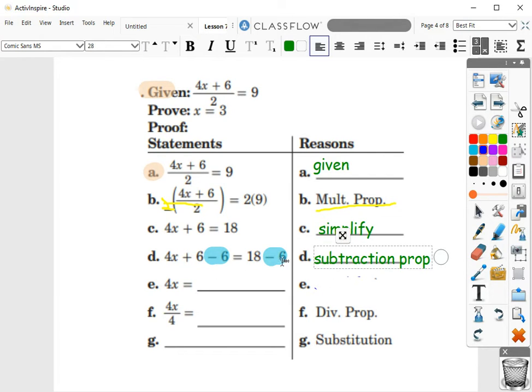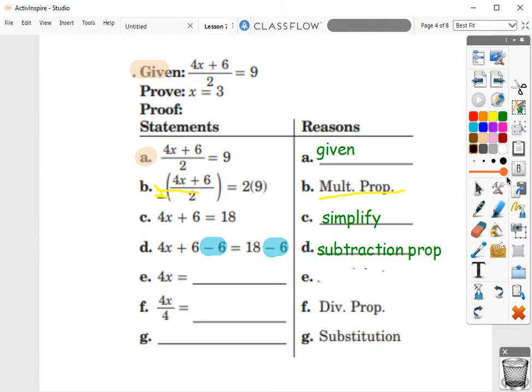Now, when we subtract right here, we're going to end up canceling these sixes out, and I'm going to end up getting a 12 because 18 minus 6 is 12. Again, this is the math that we're doing, so I'm not going to write a step right here for it. But the next thing I would do is divide by 4, which is where the 12 divided by 4 gets written in, because we have to divide by 4 on both sides. That's why we have the division property here.